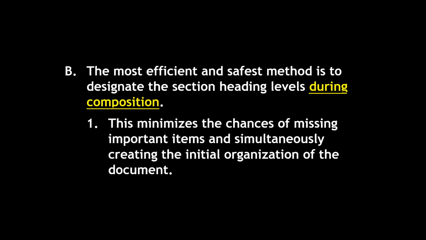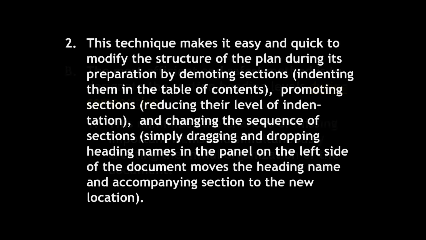The most efficient and safest method is to designate the section heading levels during composition. This minimizes the chance of missing important items and simultaneously creates the initial organization of the document. This technique also makes it easy and quick to modify the structure of the plan during its preparation. You can use it to demote different sections, and mostly the way you would do that is simply indent them in the table of contents.